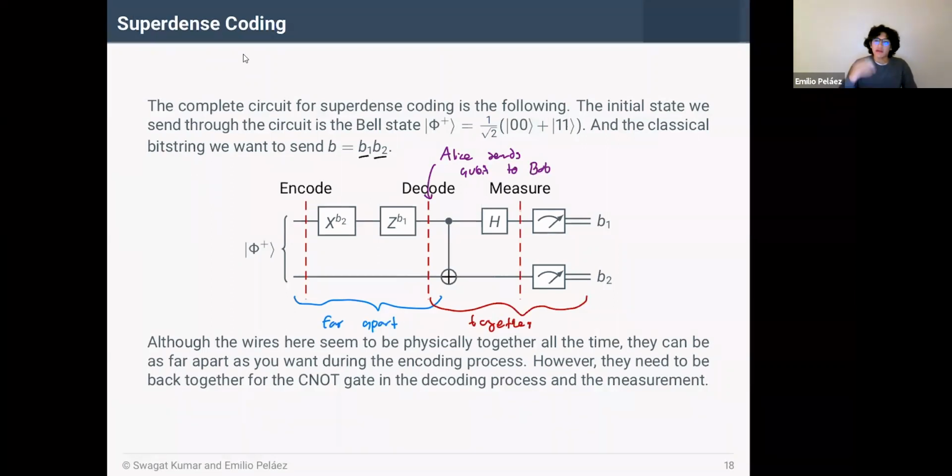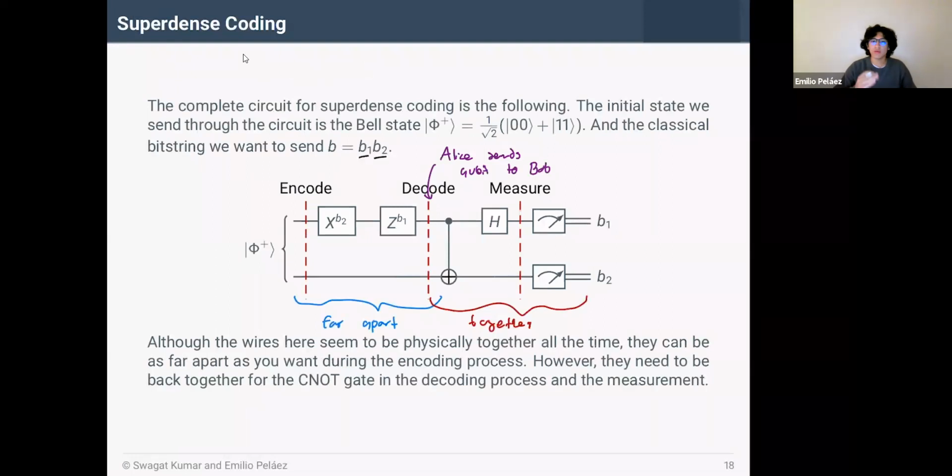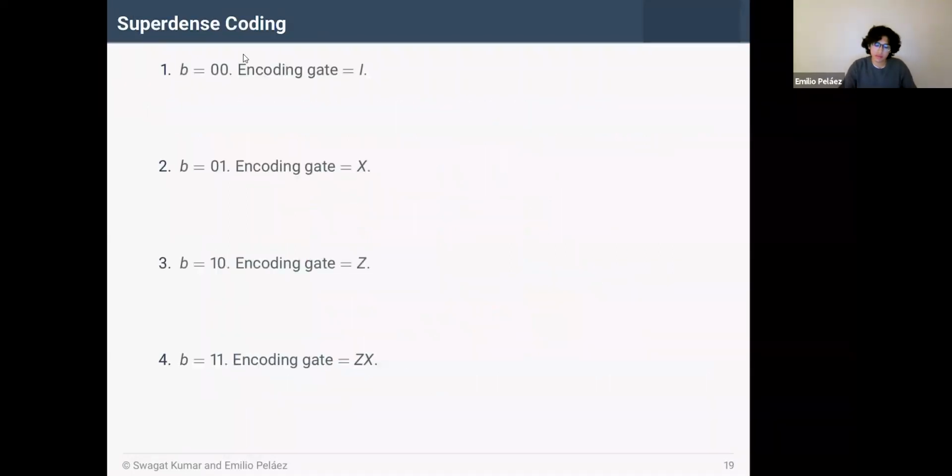Again, we have X to the B2 and Z to the B1, which is just an interpretation protocol. If B2 is 1, we apply the X gate. If it's 0, we just apply identity, so no X gate. And the same for the Z gate with B1, okay? So let's just do this. If the bit string is equal to 0,0, we do not apply the X, we do not apply the Z. So the final state is just the superposition of 0,0 plus 1,1. So it's just the initial state again.